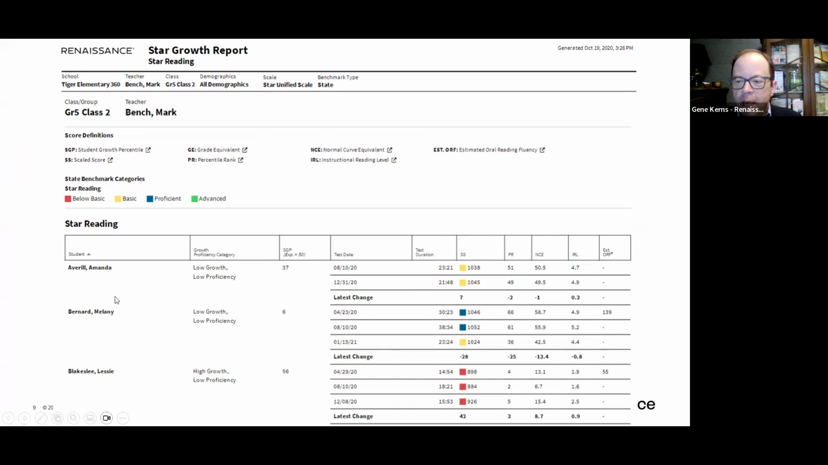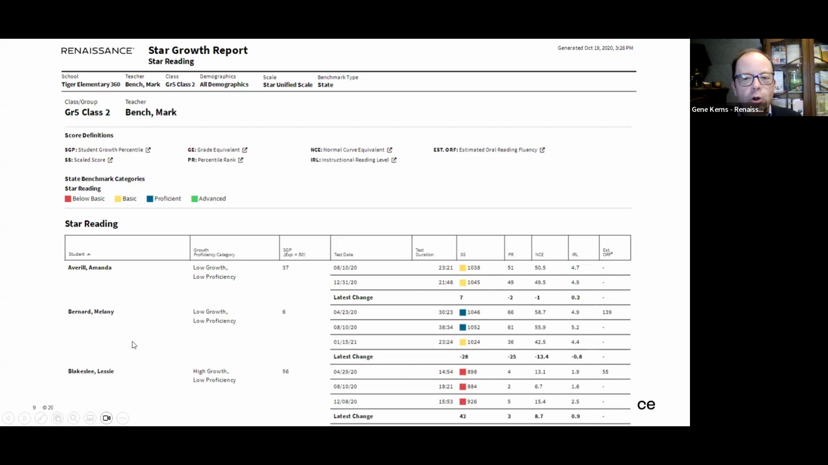Here's three kids, Amanda, Melanie, and Leslie, all in three classes. And I can see some metrics for them. The first two columns tell me about their student growth percentiles. Amanda's is a 37, Melanie's is a 6, Leslie's is a 56.